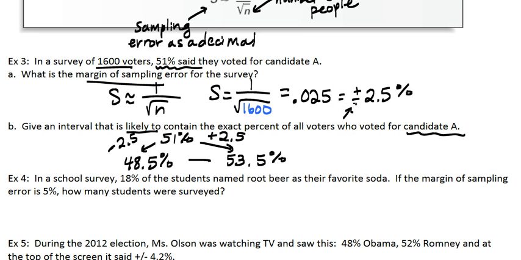All right, sometimes they're going to actually give you what the margin of error was, and we have to find how many people were surveyed. It seems strange, but the margin of error is totally dependent on how many people were surveyed, and this is what they use in the news and everything. So in 2012, we had an election going on. You see all the time all those different polls. At the top of the screen, they have a plus or minus a certain percentage.